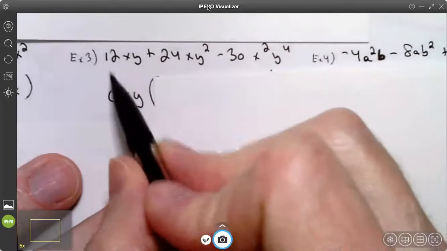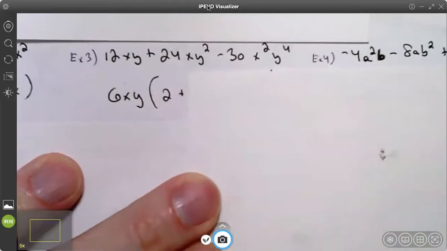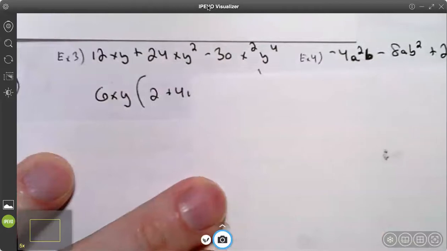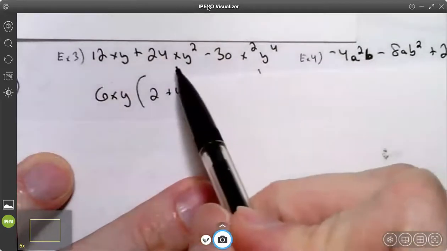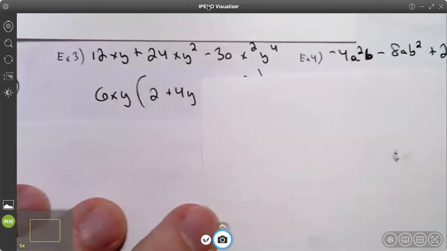Now let's look at what's left. 6 times 2 is 12. I took this x and this y out, so that's all that's left in my first term is a 2. On the second term, 6 times 4 is 24. I took the x out, it's gone. I took one of those y's out, so I have 1 y left. 4 y's left in the second term.